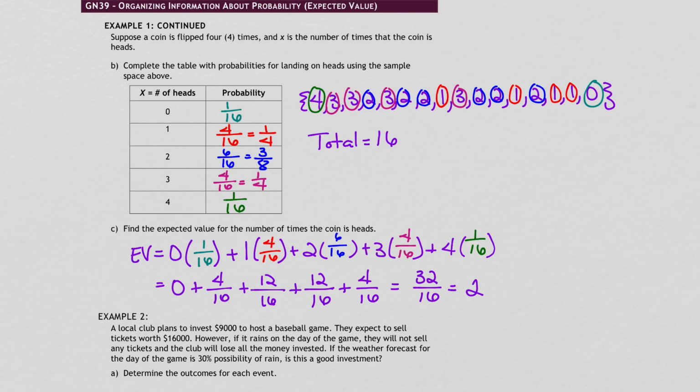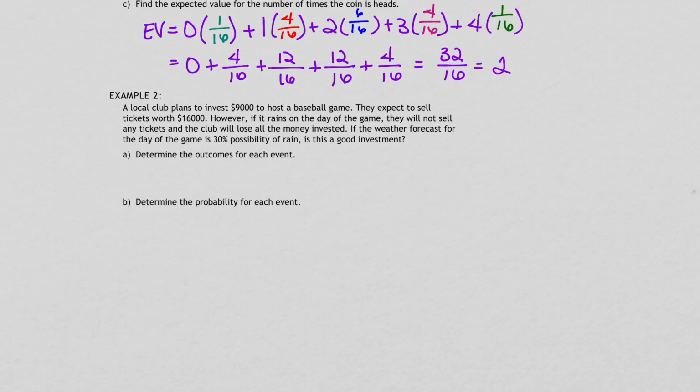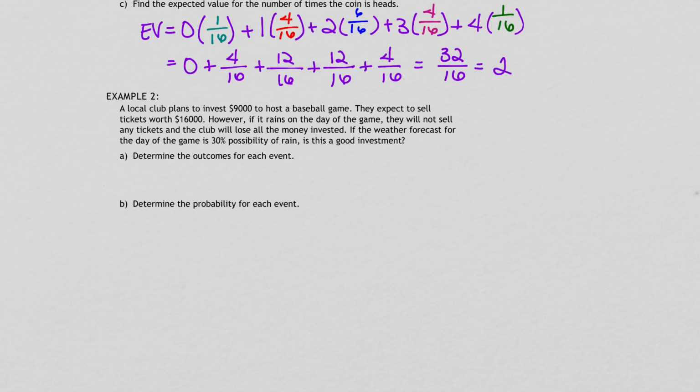So again, that means that we expect to get 2 heads if we toss 4 coins. Let's try another one. A local club plans to invest $9,000 to host a baseball game.